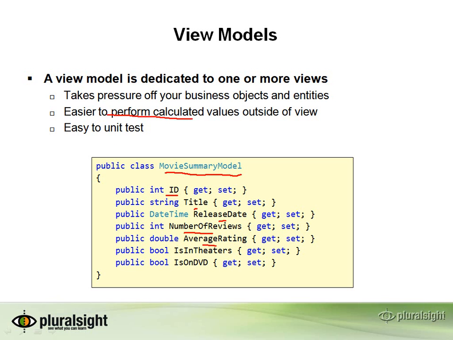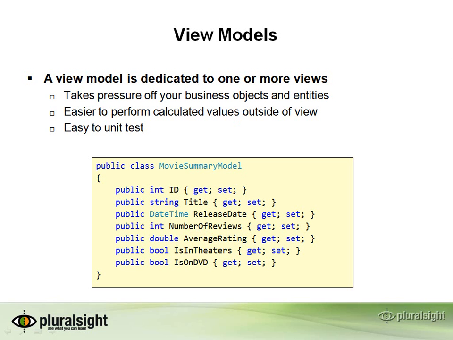So you don't want to perform these calculations and aggregations inside of the view because, again, views are difficult to test. If you put all this in a view model, have the controller perform the calculations, and put this object together, it's very easy to unit test that and make sure you're performing the correct calculations.